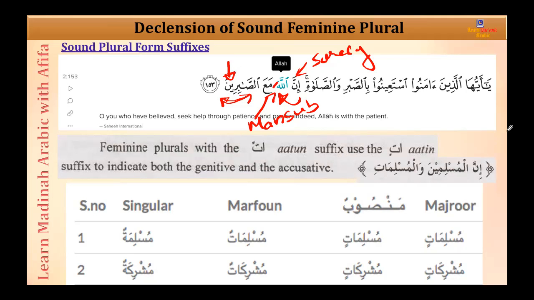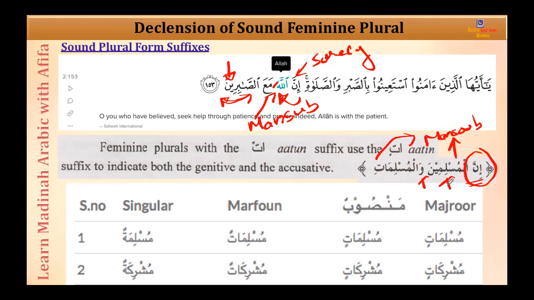So if you look at this, innal muslimina wal muslimat. Again, I just said that when inna comes over here, this word should be in mansub state. So it should be this word, and there's a wa here, which means and. So Muslims and the Muslim female. So it's referring to both. So they're both mansub. They're both mansub because they came after inna.